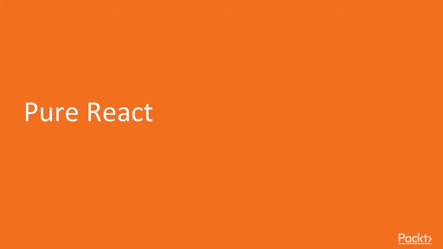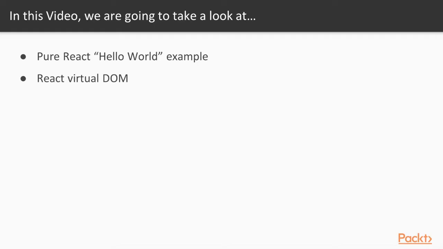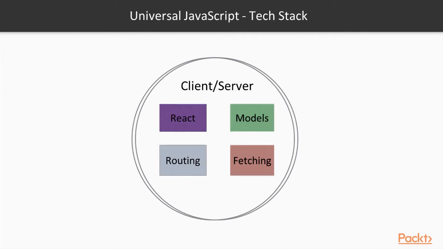Now we move on to the first video of the section that introduces pure React. In this video, we're going to take a look at a simple Hello World example and discuss React's virtual DOM. As we mentioned in the first section, we'll be using React.js as our view layer. And this is exactly what React really is, a simple JavaScript library for building a view layer in an application. React.js has a narrow scope, and its main concerns are around updating the DOM and responding to UI events.